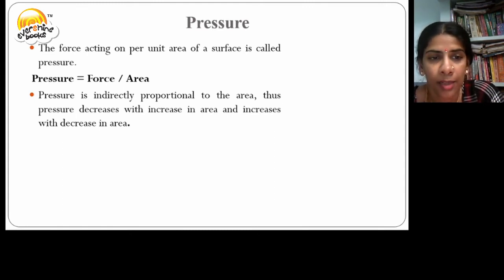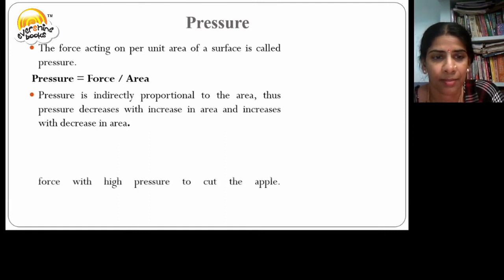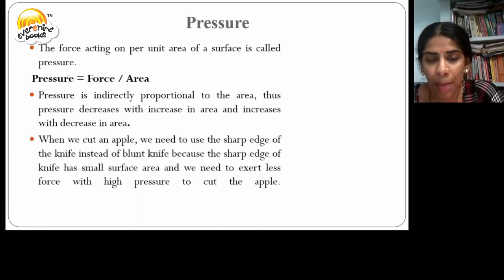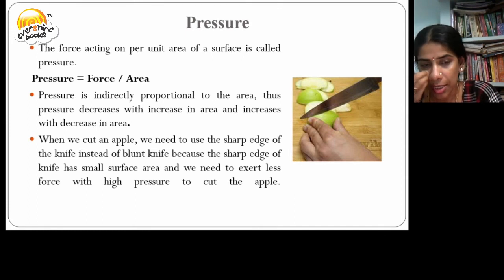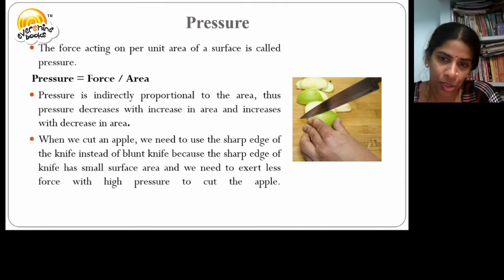On the other hand, when the area is decreased, the pressure is increased. And when the area is increased, the pressure is decreased. When we cut an apple, we use the sharp edge of a knife instead of a blunt knife. This is because the sharp edge has a small surface area, so we need to exert less force with high pressure to cut the apple.